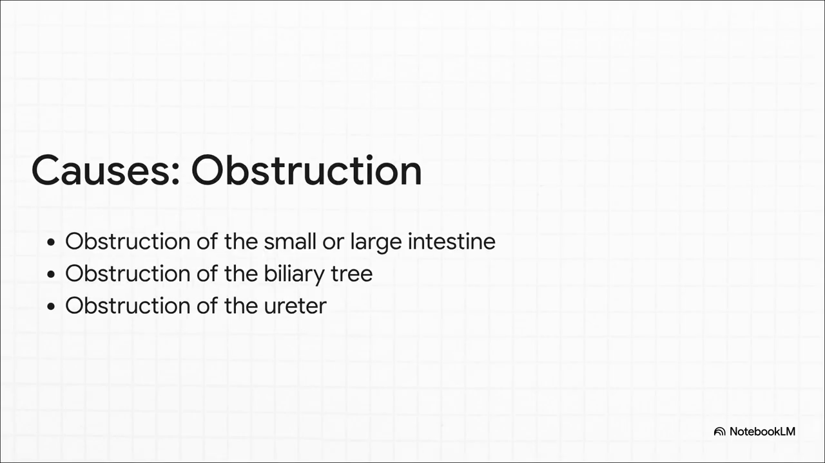Next up, let's think about obstruction. So you get a blockage in a tube, like your intestine or your ureter. What happens? The muscle in that organ squeezes down hard, trying to push past the blockage. And that is what creates that classic, crampy, on and off visceral pain that people say comes in waves.